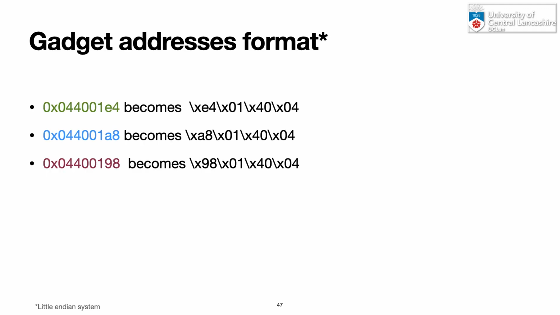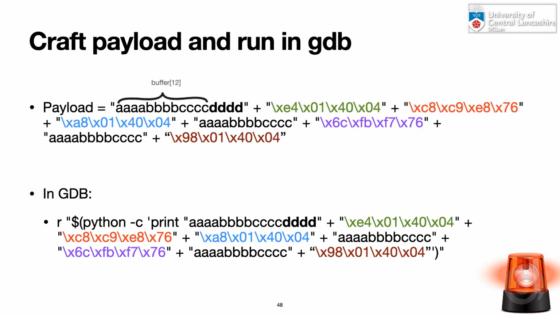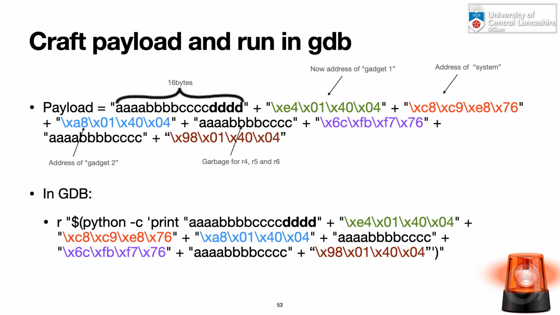Before showing the payload, it is worth mentioning that the addresses should be written backwards, a byte at a time. Now to the payload. Remember that our buffer is of size 12, but the return address of uclan is after the first 16 bytes. So we replace that return address with the address of gadget 1, followed by the address of system, then the address of gadget 2, then the 12-byte garbage to fill up the registers which are not part of our exploit, but are unfortunately part of the gadget we selected.